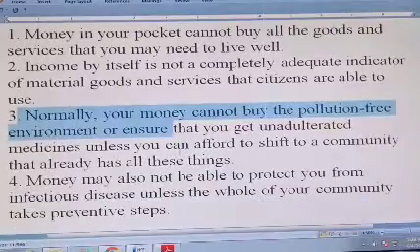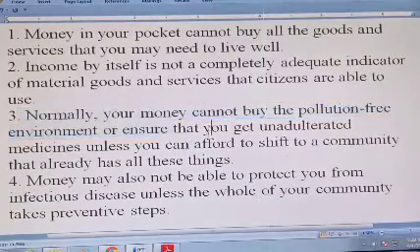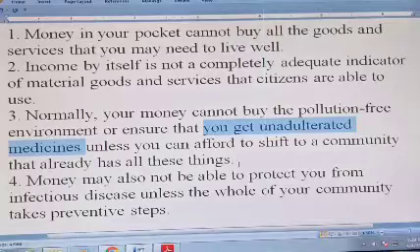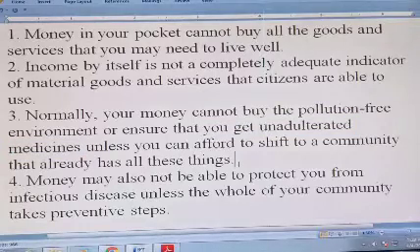You are not sure that after giving money you will buy unadulterated medicines, unless you can afford to shift to a community that already has all these things. Means if we want all these things we need to shift to another community where these things are already available. That is the only possibility to get unadulterated things or a pollution free environment. We cannot buy these things by saying that we are having money.